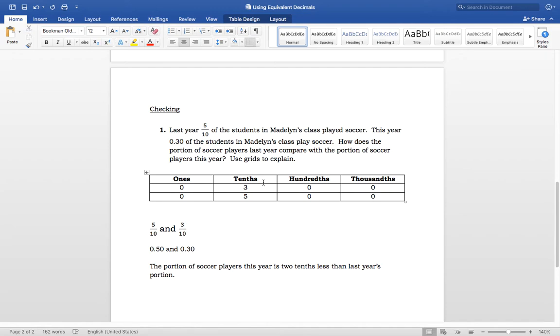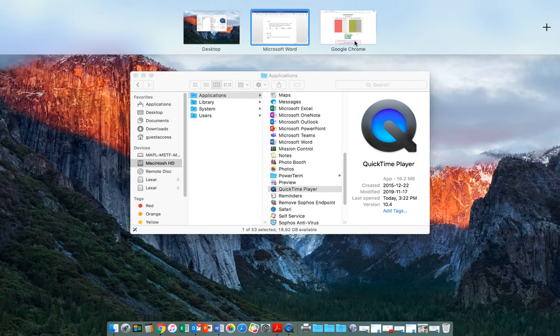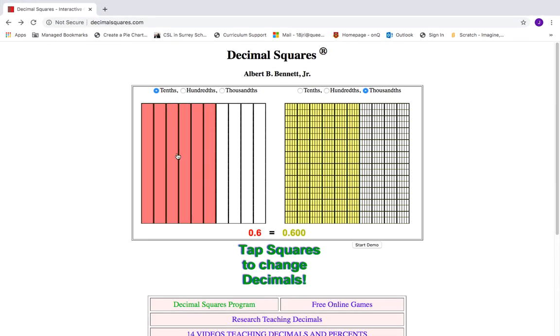If we were to write these as fractions, it would be 5 over 10, which we already had, and 3 over 10, 3 tenths. Because remember, 0.30 is 30 hundredths. 3 tenths is the same as 30 hundredths. Now, if I was to compare these on a grid, it might help make a bit more sense.